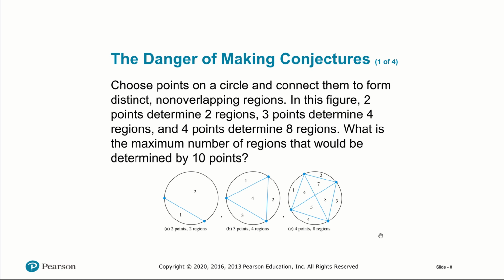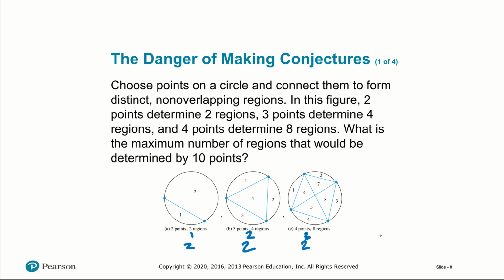There seems to be a pattern, right? Notice that the pattern would be 2 to the 1 regions here for 2 points, 2 to the 2 regions or 4 regions for 3 points, 2 to the 3 regions or 8 regions. Remember, 2 cubed is 2 times 2 times 2, so that's 8.